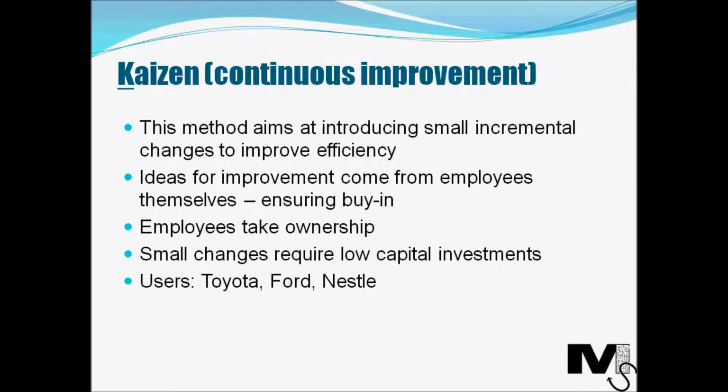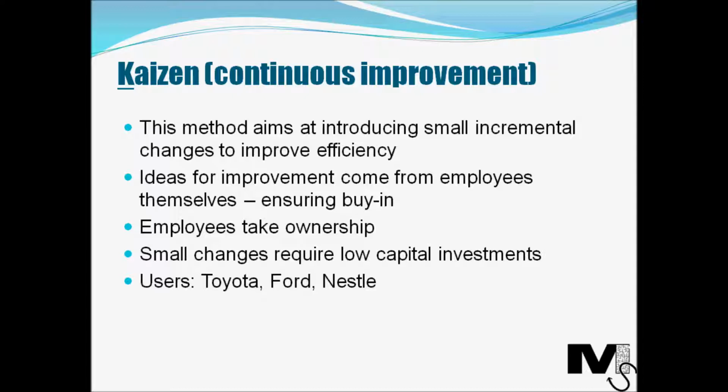Now we move on to Kaizen, which is continuous improvement in Japanese. This method aims at introducing small but incremental changes to improve efficiency. And how are these changes introduced? Well, the ideas for improvement firstly come in from employees themselves. So the employees who are actually involved in a particular production process or a project will be expected to come up with these improvements.